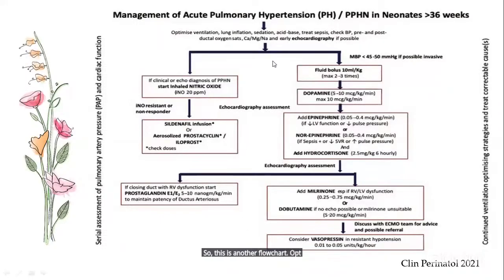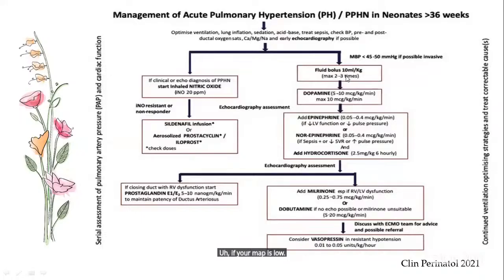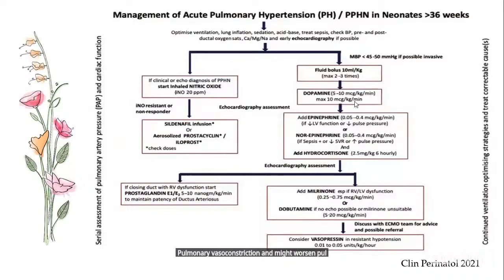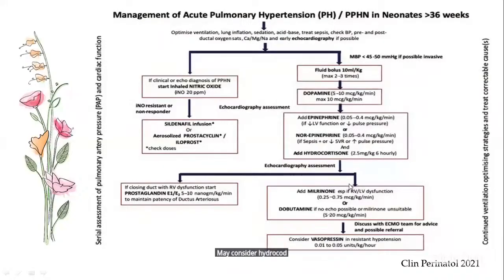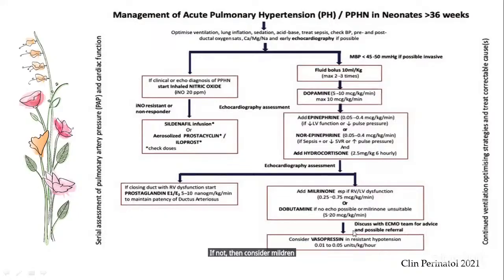Optimize ventilation, lung inflation, sedation, acid base, treat sepsis, check BP, pre and post ductal oxygen. If your MAP, mean BP, is low, consider a cautious fluid bolus, 10 ml per kg. Consider starting dopamine, but these days we are not considering dopamine because dopamine also leads to pulmonary vasoconstriction and might worsen pulmonary hypertension. Add epinephrine 0.04 to 0.4 mics or norepinephrine. May consider hydrocortisone, and if on echocardiographic assessment you have a closing duct with RV dysfunction, consider giving prostaglandin. If not, then consider milrinone and dobutamine as well.